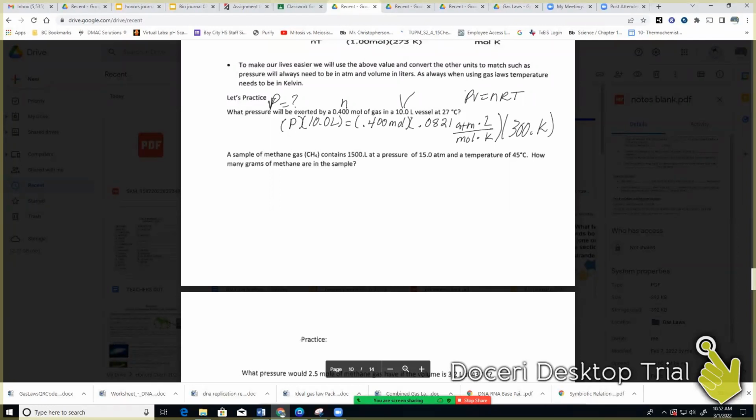At this point, as far as units go, Kelvin is able to cancel out and moles is able to cancel out. So I need to get my pressure by itself. So I'm going to divide each side by 10 liters. That allows my liters to cancel out. I'm left with just atmospheres, which I should be since I'm trying to find pressure. So this is what needs to go in your calculator. So if you'll put that in your calculator and see what you get.